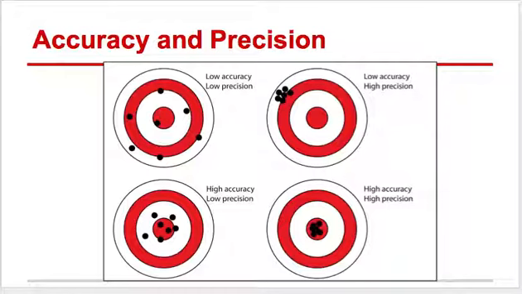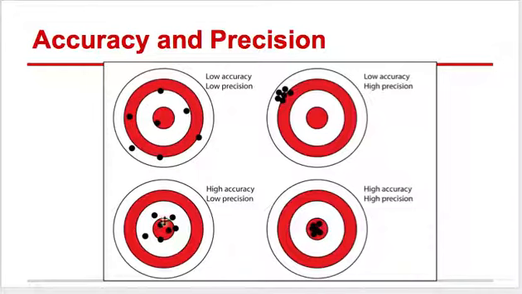Accuracy and precision. These were both part of your vocab. Accuracy is hitting where you want to hit. So here we have high accuracy, right? We're all around the bullseye. Precision is that grouping. Right here we have high precision. Everything is grouped together. We are in the same spot over and over and over. Here we have neither, low accuracy, low precision, and here we have high accuracy, high precision.